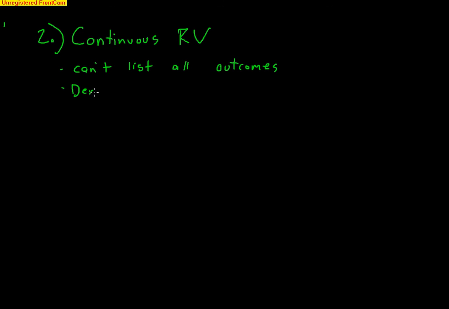So for continuous random variables, we have to use density functions, or density curves, to describe them. And we've actually seen these in the past, believe it or not, and the most famous density curve, I hope everybody remembers, is the normal model. So let's give a quick example here.